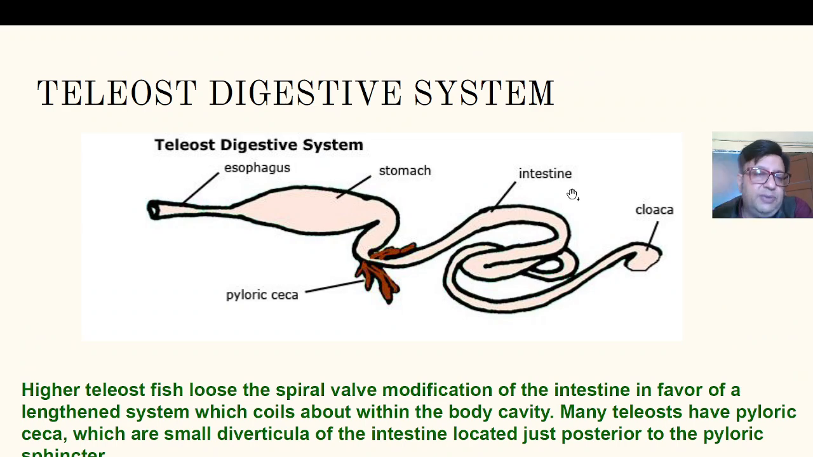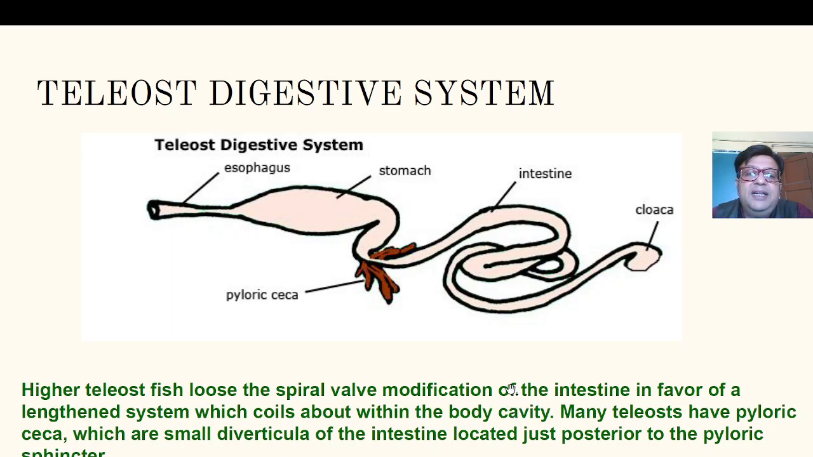Then go to the next one. You have the normal teleost digestive system. There are modifications of this digestive system. Normally, higher fish lose the spiral valve. They don't have the spiral valve because they don't take bones. Sharks eat flesh and everything, including bones. These bones need to be crushed, otherwise they will not be able to digest them. Many of these higher teleost fish lose the spiral valve modification of the intestine in favor of a lengthened system which coils within the body cavity.